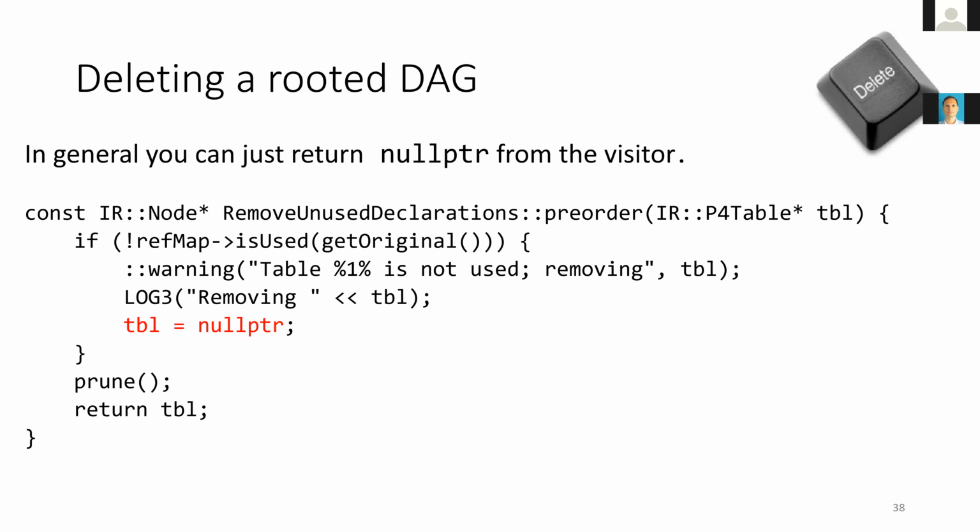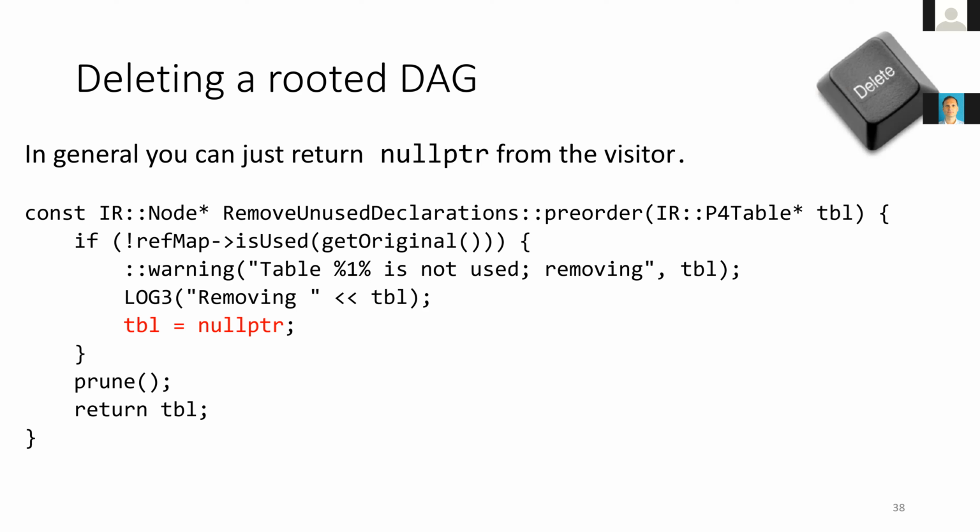But sometimes it's tricky to look at the parent node. Often you can look at a node and say, I don't want this node anymore. And then the solution is, in the visitor method that processes this particular node, just return a null pointer. And this will cause the node to be deleted from the parent, if the parent can legally have a collection of children.